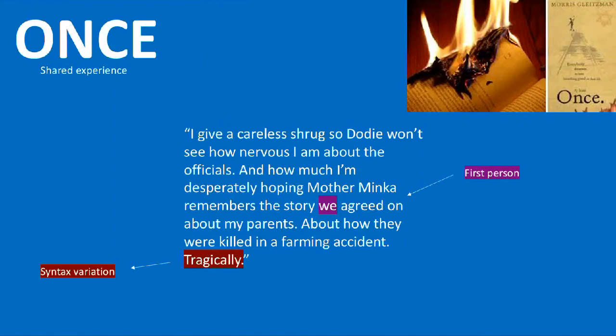Furthermore, Glitzman implements syntax variation to portray the expression of doubtful emotions about how they were killed in a farming accident, tragically. In this way, Glitzman successfully comments on the unknowingness of the protagonist, Felix, and whether his story would be believable enough for him to survive the terrorizing of the German Nazis. In addition to this, Glitzman employs first person, "we," in the sense that the persona, Felix, is conspiring with a lady known as Mother Minka. It serves as an opening for the reader to feel a part of the shared experience between Felix and Mother Minka. Therefore, Glitzman's putting together of Once offers an insight on the oppression of freedom as well as the mental state of individuals going through such conditions.